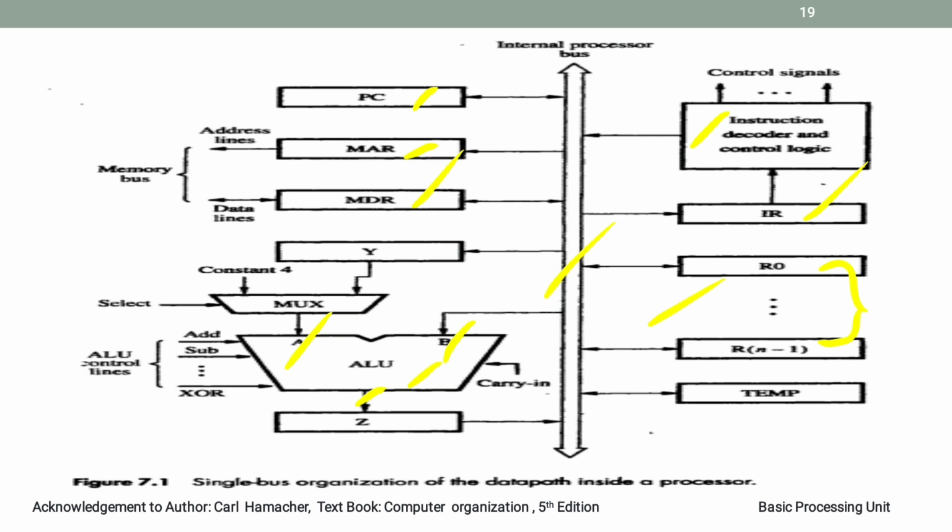It will decode the instruction and assess what operation should be done and where the operands are. The control logic accordingly generates control signals and sends them to different parts of the processor to activate them to execute the operation specified in the instruction. So that is all about the different parts of the processor.